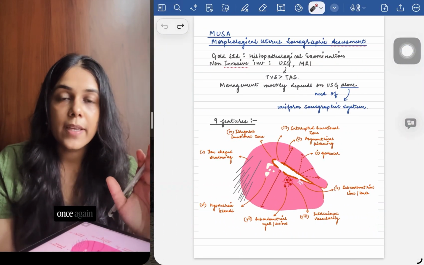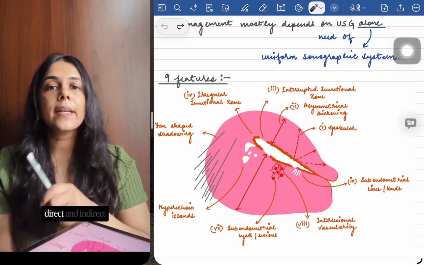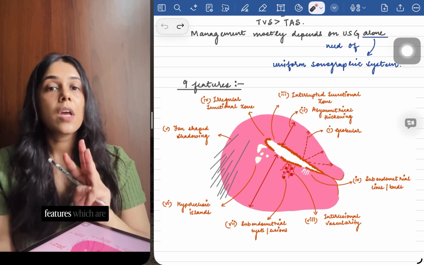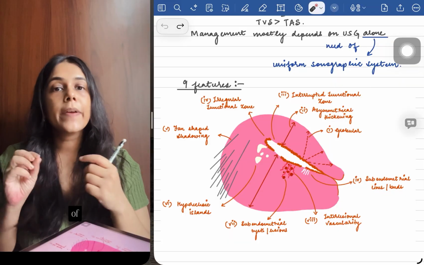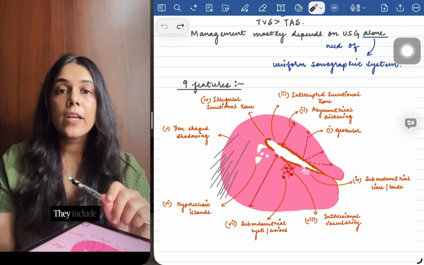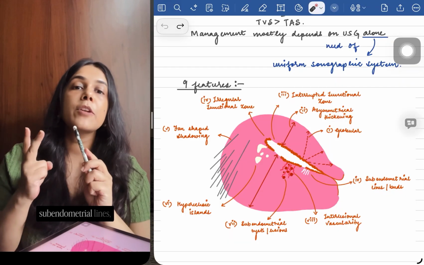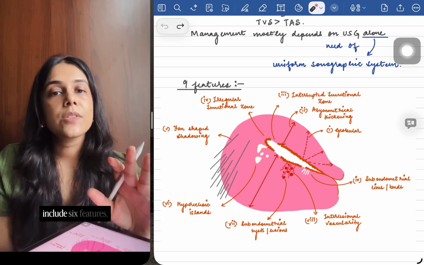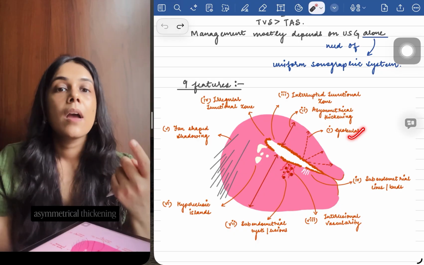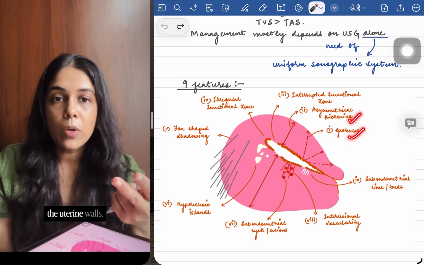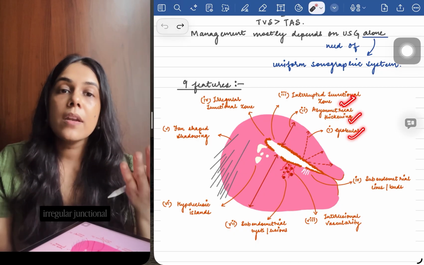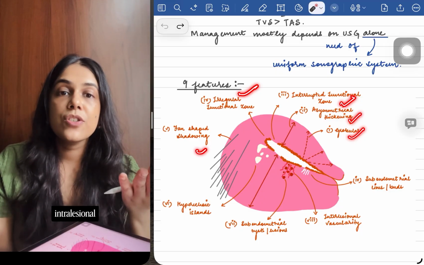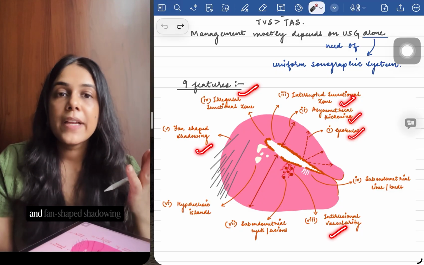Let's revise the features once again. It includes 9 features, direct and indirect. Direct includes 3 features, which are directly caused by the presence of ectopic endometrium in the myometrium. They include subendometrial cyst, subendometrial lines, and subendometrial hyperechoic islands. Indirect features include 6 features, which includes globular uterus, asymmetrical thickening of the uterine walls, interrupted junctional zone, irregular junctional zone, intralesional vascularity, and fan-shaped shadowing.